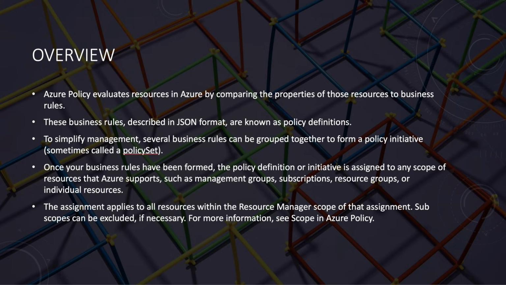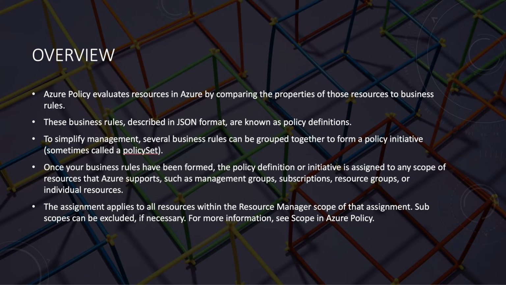So Azure policy evaluates resources in Azure by comparing the properties of those resources to business rules. Now, these business rules are described in what's called JSON format, which is basically a specialized, very regimented format, and they're known as policy definitions. You don't need to know what JSON actually looks like, but you just need to know that they are business rules, and they're in a very organized format called JavaScript Object Notation, JSON, right? And they're known as policy definitions. Several business rules can be grouped together to form a policy initiative, sometimes called a policy set.